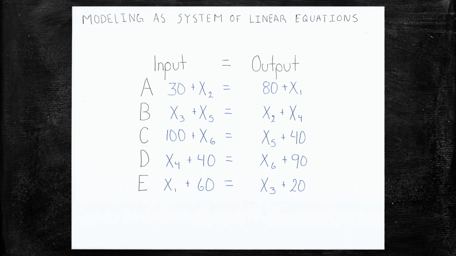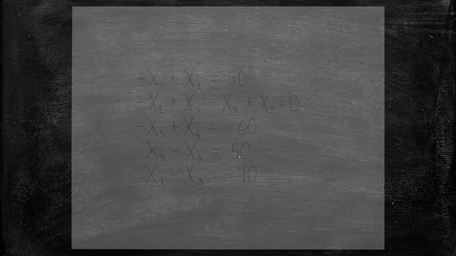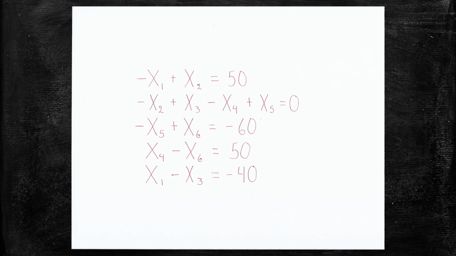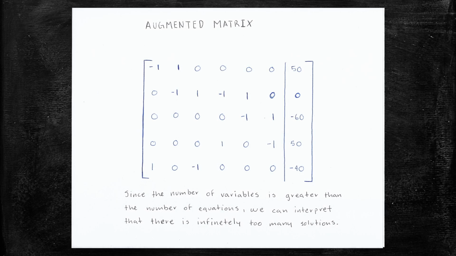Based on the data, we model linear equations at each intersection. For each intersection, the number of vehicles entering the intersection is equal to the number of vehicles leaving that intersection. We then simplify the linear equations in a form that can be modeled into an augmented matrix. This is the augmented matrix for our system of linear equations. Note that since the number of variables is more than the number of equations, our system has infinitely many solutions.